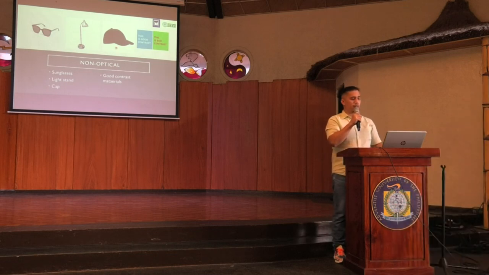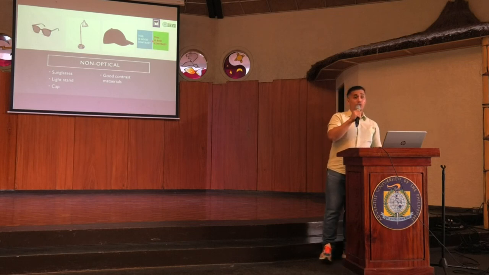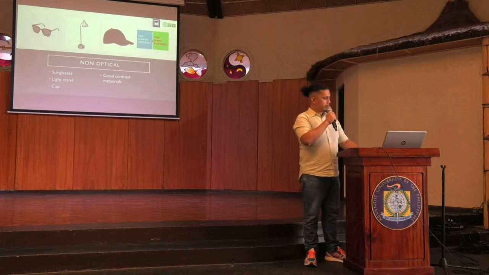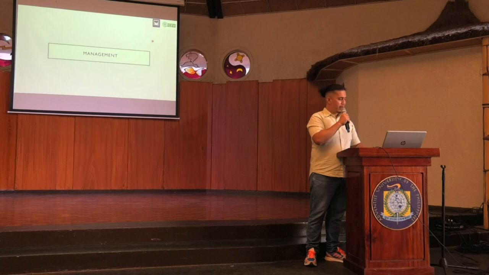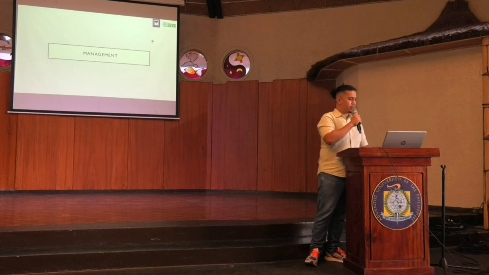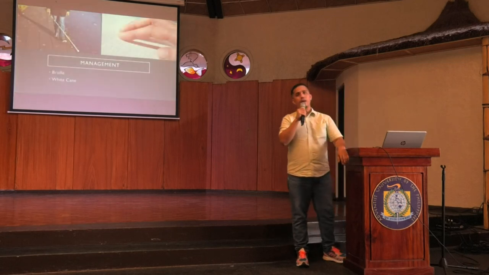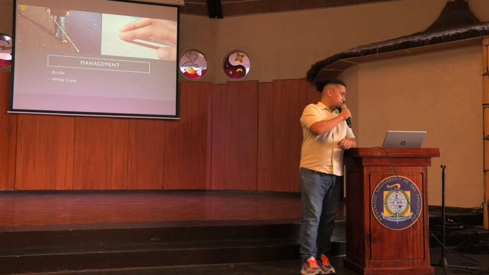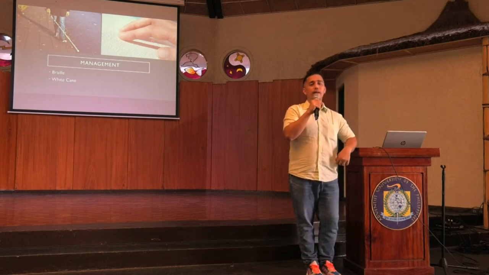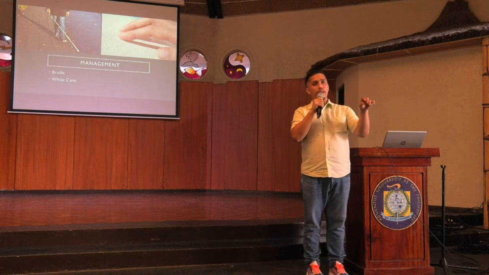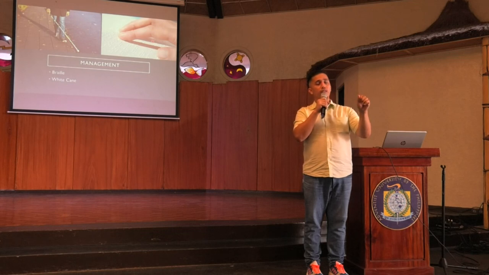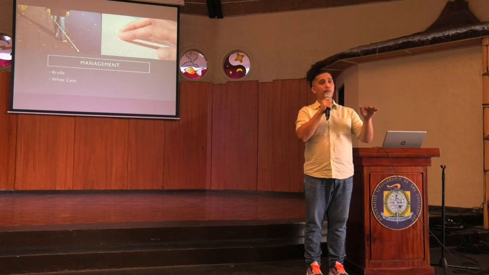And then lamps, and then caps, and then good contrast sensitivity. Right. So management. Okay, so ano ba yung ginagawa natin? Ano ba yung available? Braille first. No? So yung braille po natin, ito po yung tactile na set ng language for people with visual impairment with blindness. So ito po yung kanilang way of reading and even writing.